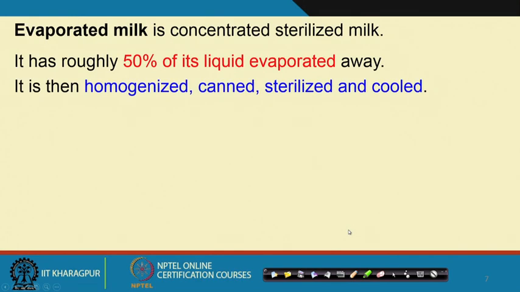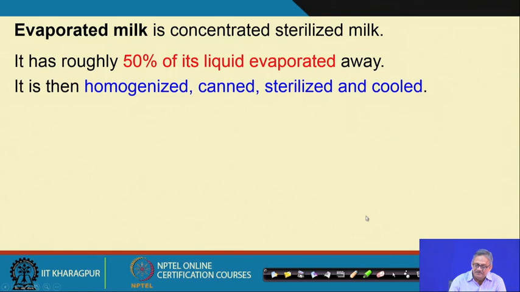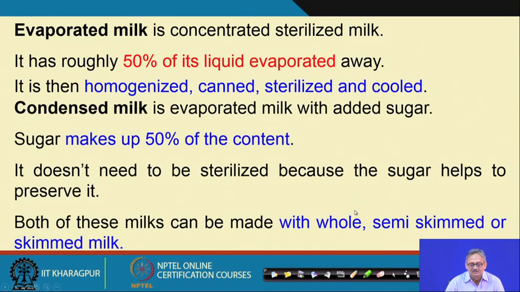Right, so evaporated milk is concentrated sterilized milk. 50% of its liquid is evaporated, and it is homogenized, then canned, sterilized, and cooled. Right. So this we have said earlier also, that 50% of the water is evaporated, right?